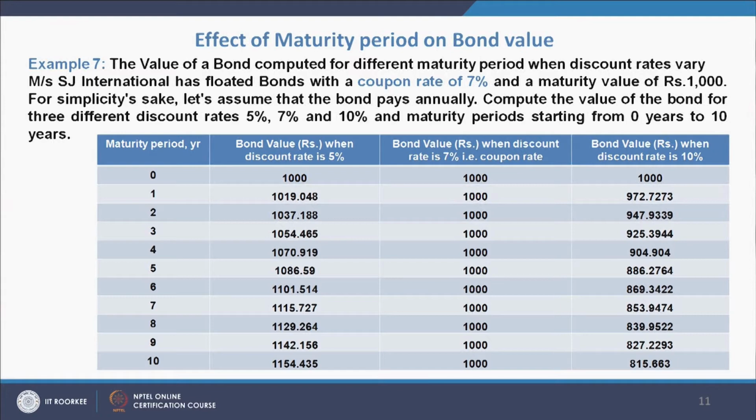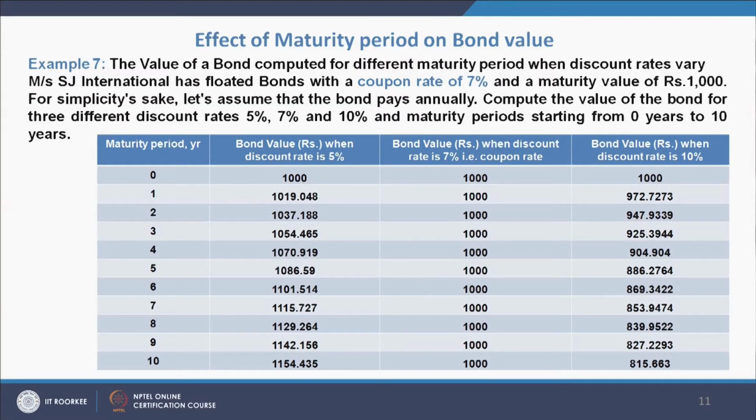To show the effect of maturity period on bond value, we have taken example 7. The value of a bond is computed for different maturity periods when discount rates vary. SJ International has floated a bond with a coupon rate of 7% and a maturity value of 1000. For simplicity, let us assume that the bond pays annually. Compute the value of the bond for 3 different discount rates, 5%, 7% and 10%, and maturity periods from 0 years to 10 years, and the results have been tabulated in this table.